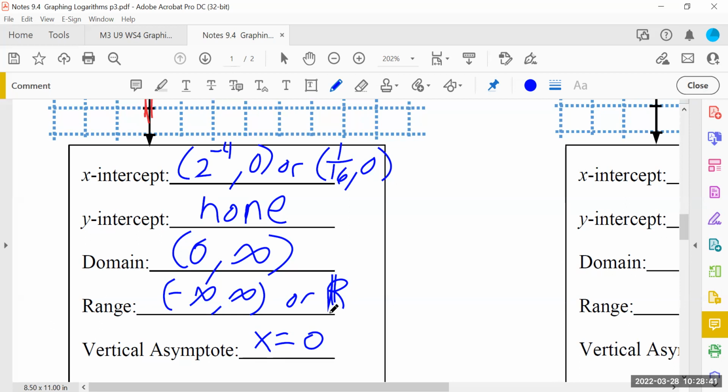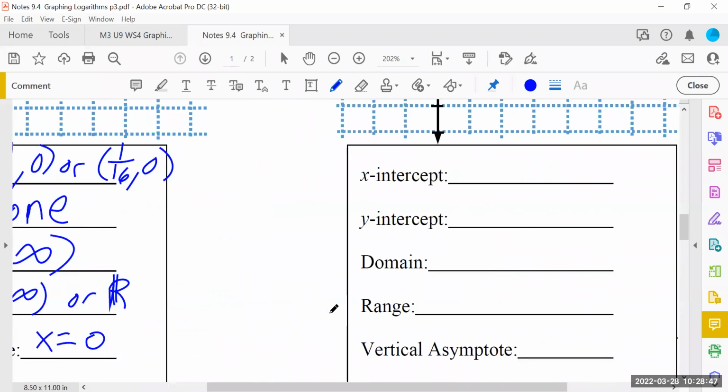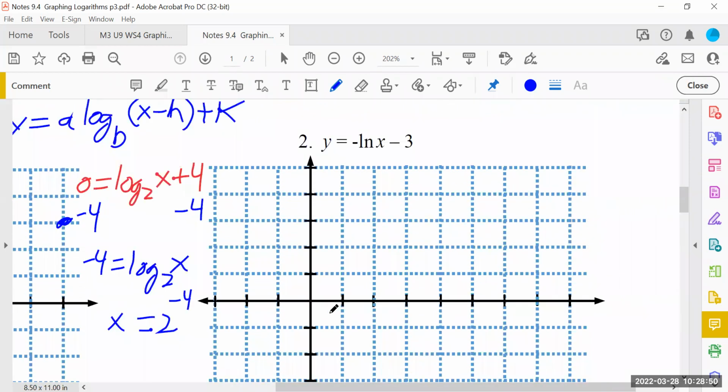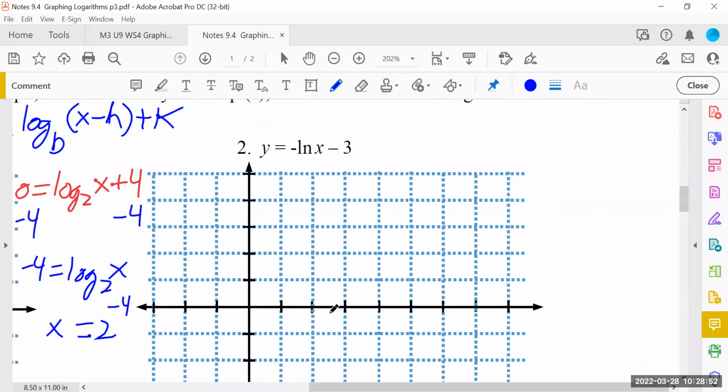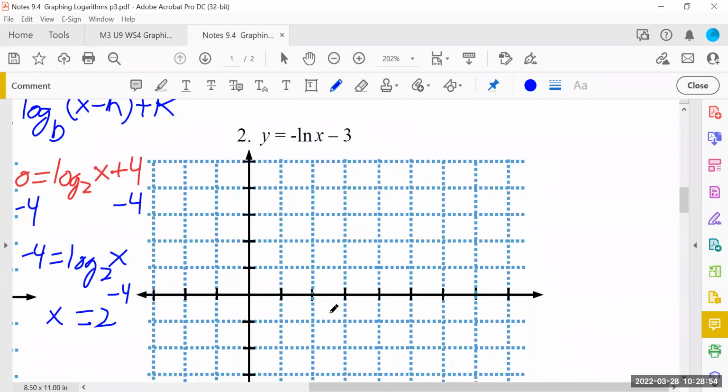So why don't we try number 2 on the homework right now? Oh, no, we're going to wait on that one. That's a natural log. Let's do one more example. Then we'll come back to that. Everybody look at number 2. Negative natural log of x minus 3.